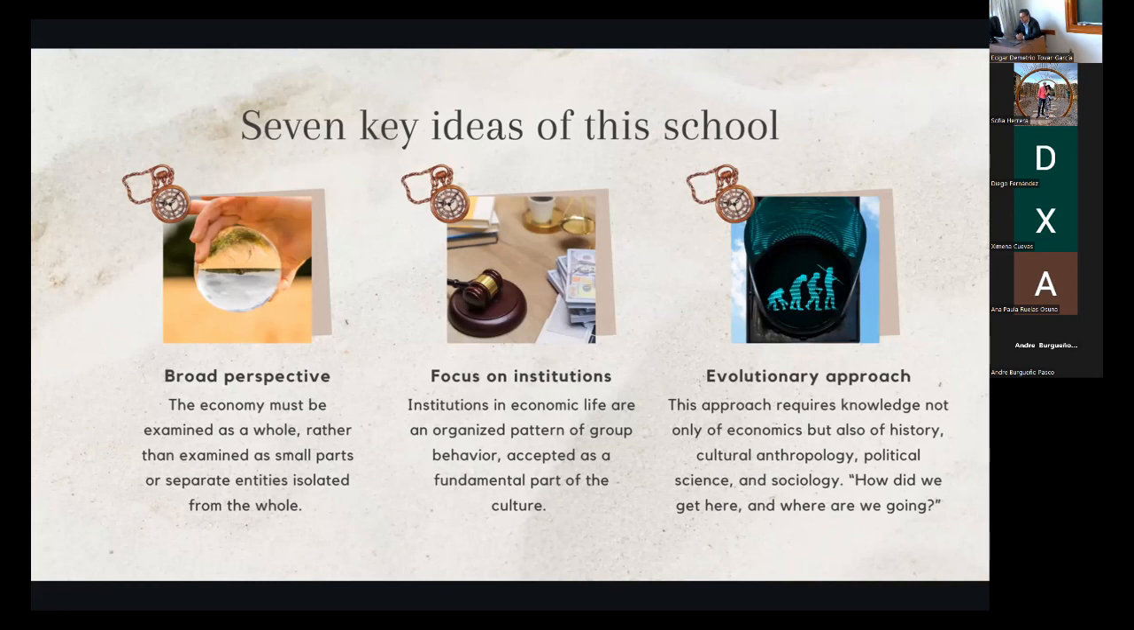Then we have the evolutionary approach. This approach requires not only the knowledge of economics, but also history, cultural anthropology, political science, and sociology. And one of the main questions they asked was how did we get here and where are we going, because it is important to see and examine the constant changes of our society. Next slide, please.